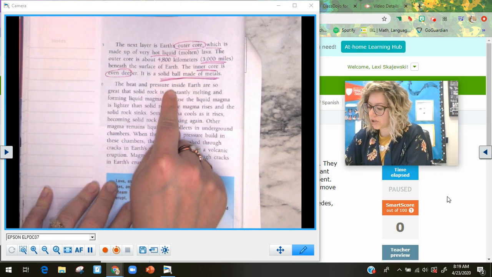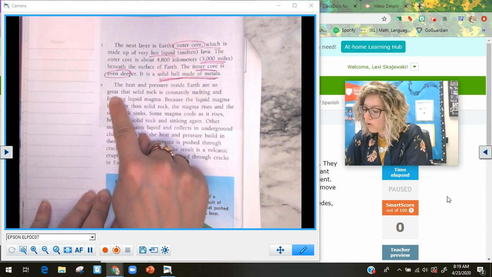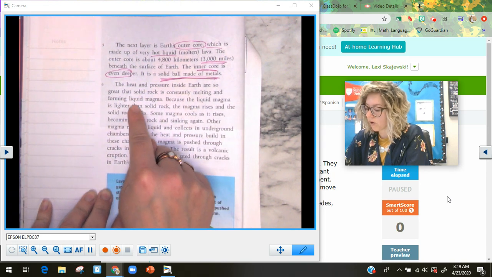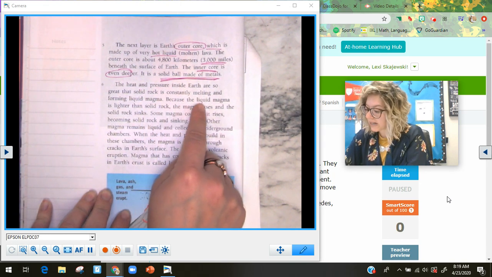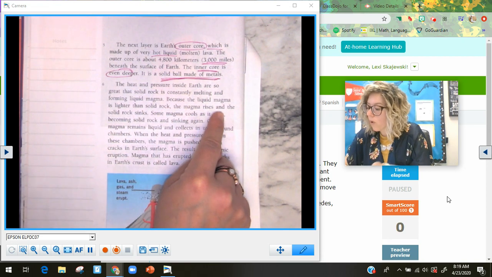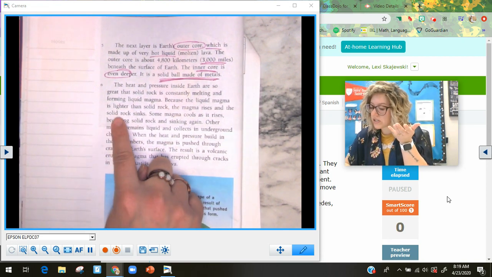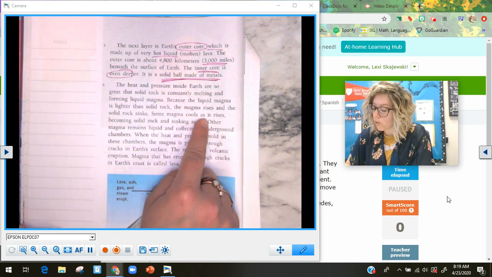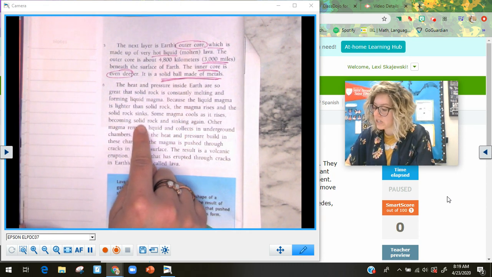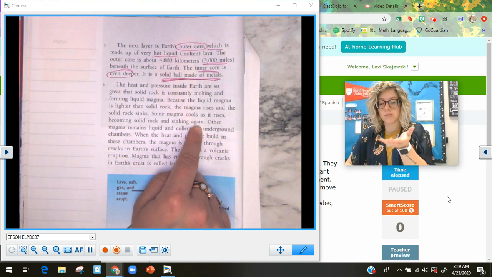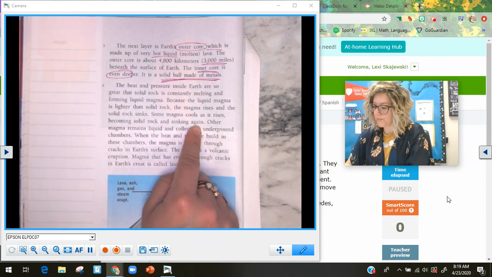The heat and pressure inside Earth are so great that solid rock is constantly melting and forming liquid magma. Because the liquid magma is lighter than solid rock, the magma rises and the solid rock sinks. Makes sense? Some magma cools as it rises, becoming solid rock and then sinking again. So some magma isn't very hot and it comes to the top, it cools and it hardens, and then boom, it drops back down because it's a rock now.